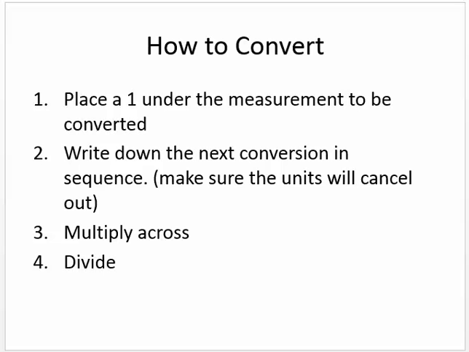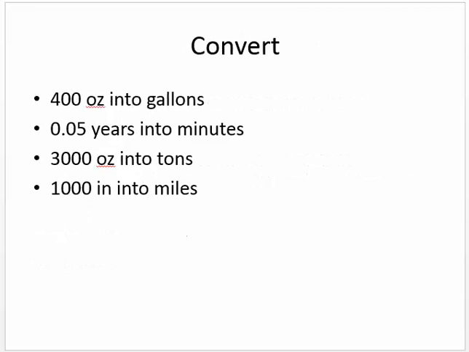How to convert. We're going to place a 1 under the measurement to be converted. So what are our steps? We're going to write down the next conversion in the sequence, multiply across and divide. So let's look at our first example here: 400 ounces into gallons.